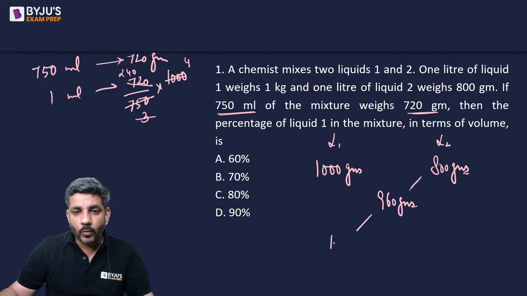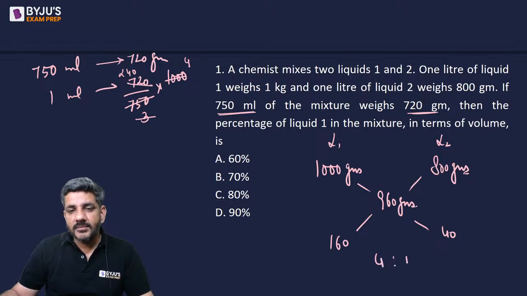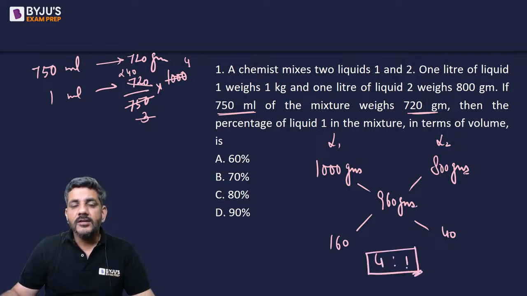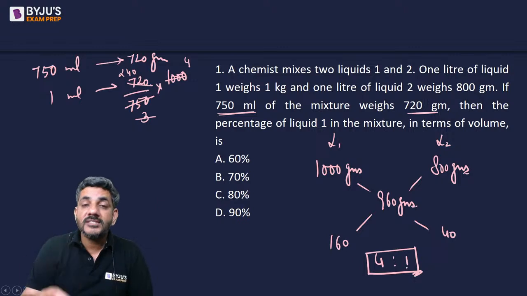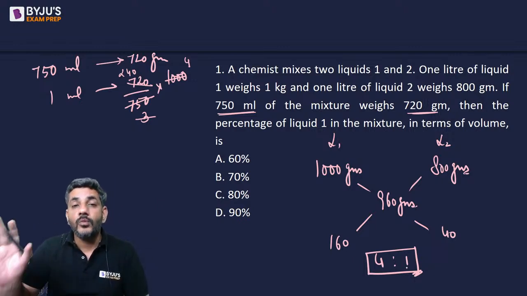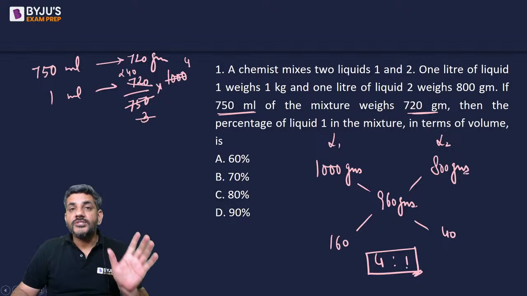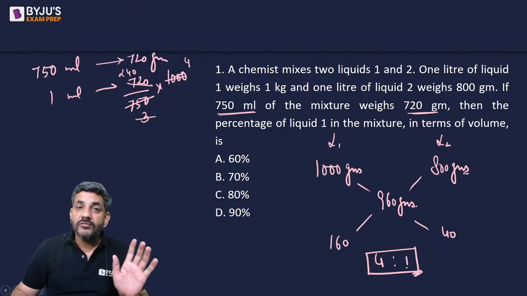These two differ by 160. These two differ by 40. The ratio 160 by 40 is 4:1. So can I say the two liquids should be mixed in a ratio of 4:1 here? The two liquids should have been mixed in a ratio of 4:1.